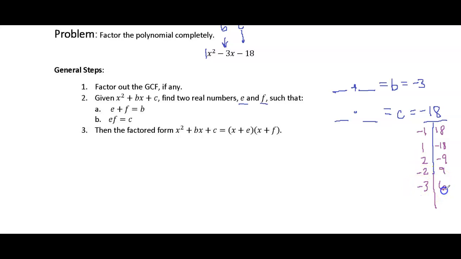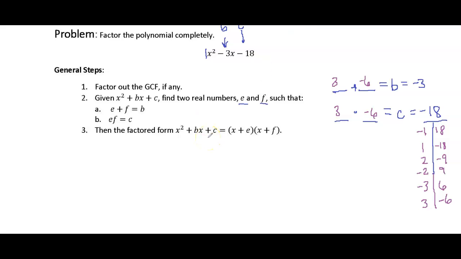Negative 3 times 6, that would multiply to negative 18, but will add to positive 3. So it looks like the two numbers that we're going to use are a positive 3 and a negative 6. Positive 3 and a negative 6 will add to negative 3, and they will also multiply to negative 18.